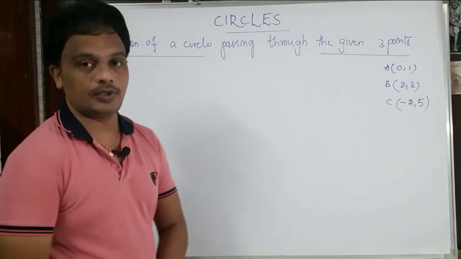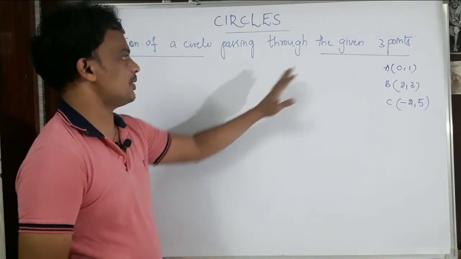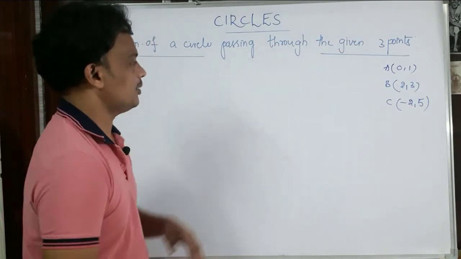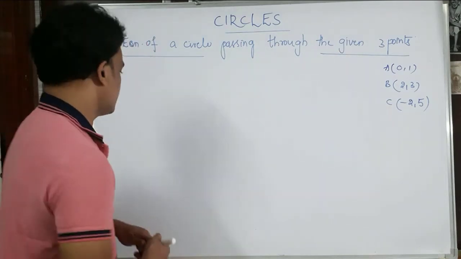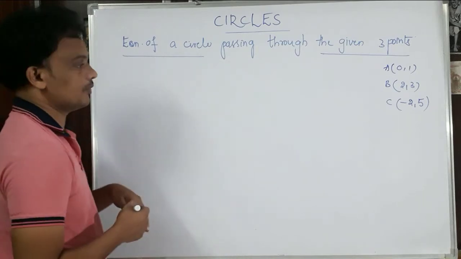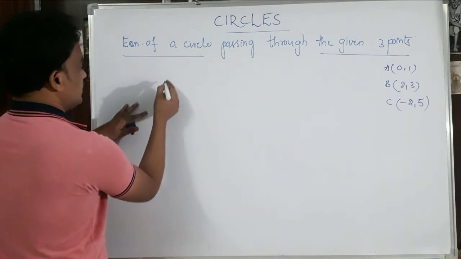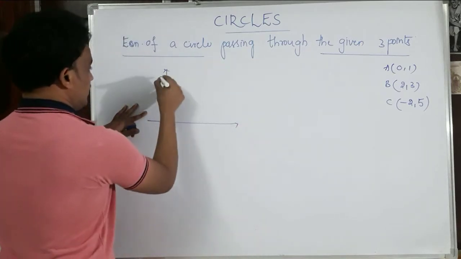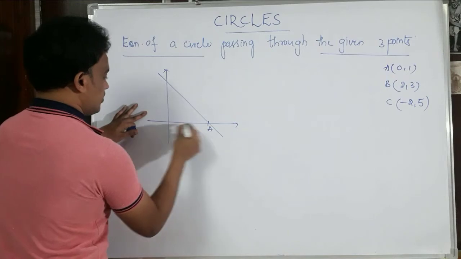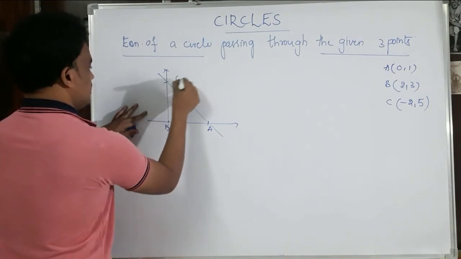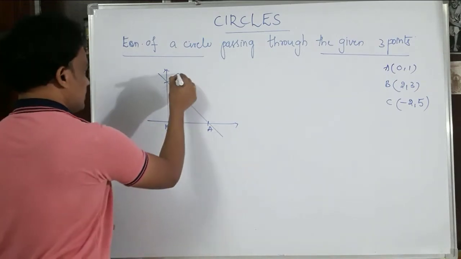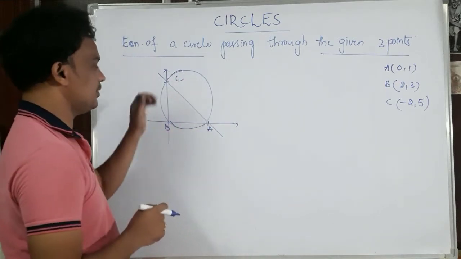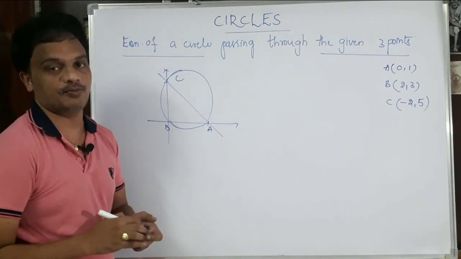Here we are going to discuss the equation of the circle which is passing through the given 3 points, 3 non-collinear points. Now, let me explain the different cases. Suppose the points A, B, C form a right angle triangle, like this. Suppose this is the point A, this is the point B, this is the point C. The equation of a circle passing through the points A, B, C, if they form a right angle triangle, we already know this one.